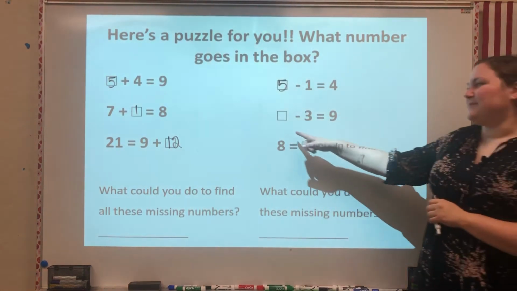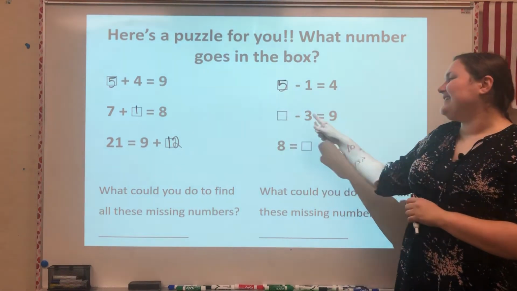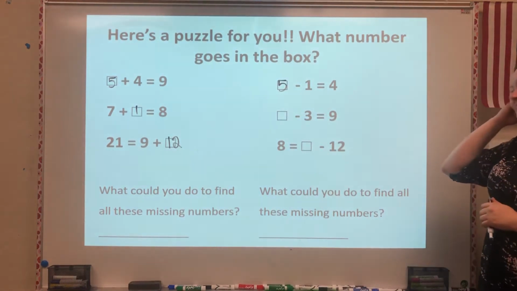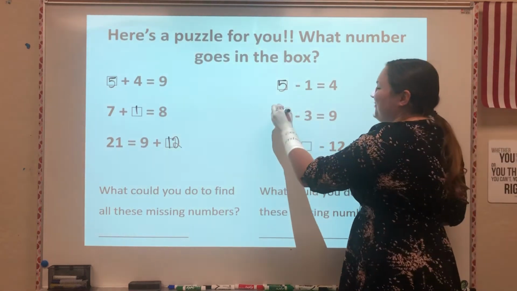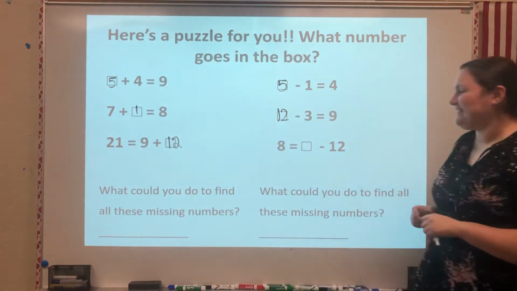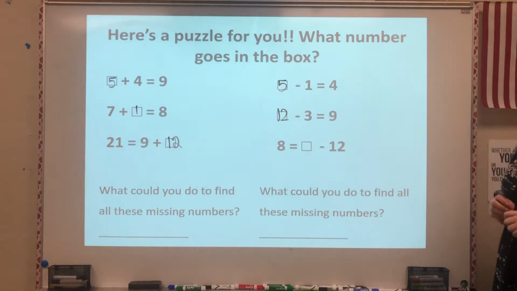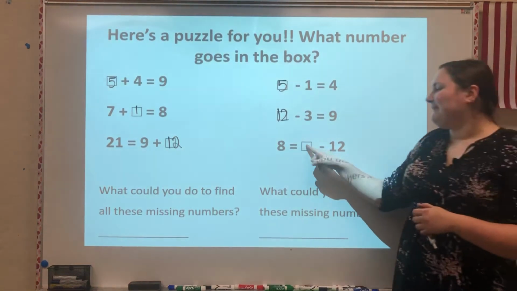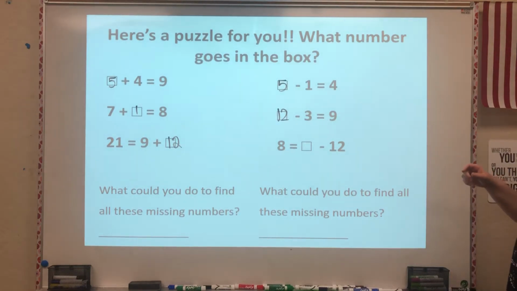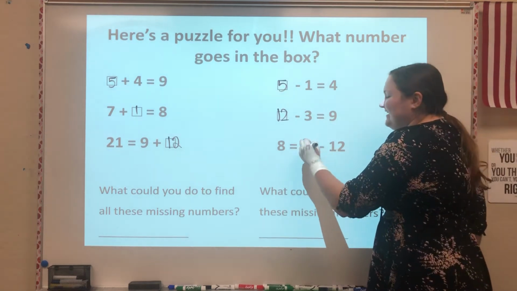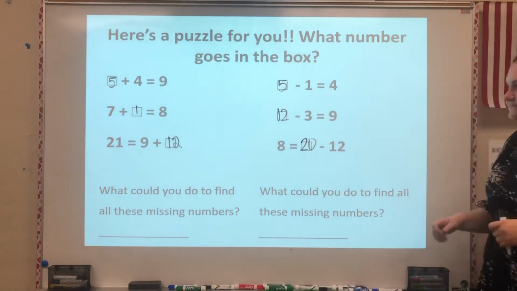What about this next one? What number minus 3 equals 9? That missing number, it's not 6. It is 12. 12 minus 3 equals 9. And then the last one, 8 equals what minus 12? Again, this is usually the one that takes students the longest. Maybe a little guess and check. That missing number is 20.